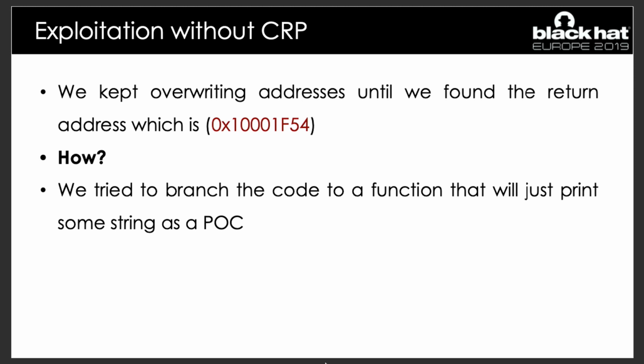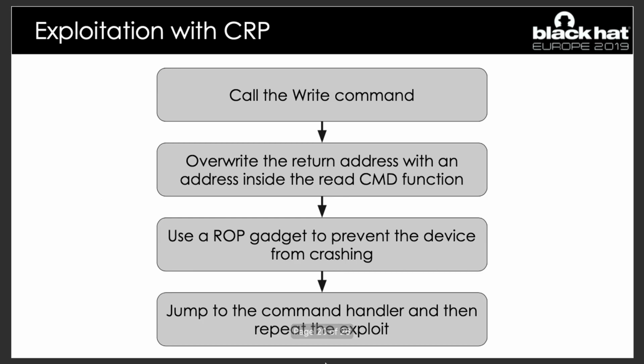So how did we manage to find this? We kept overwriting addresses inside the stack area that will branch our code to some function that will print just a string in the serial terminal. So we kept overwriting until we got our string printed. Then, OK, this is the return address. Then we enabled CRP, and we started our exploitation with CRP level 1 enabled.